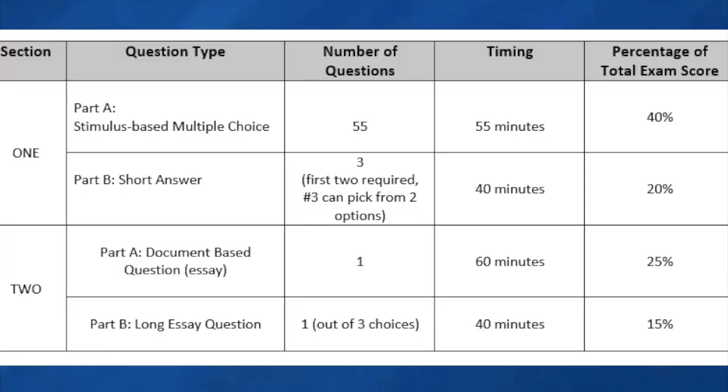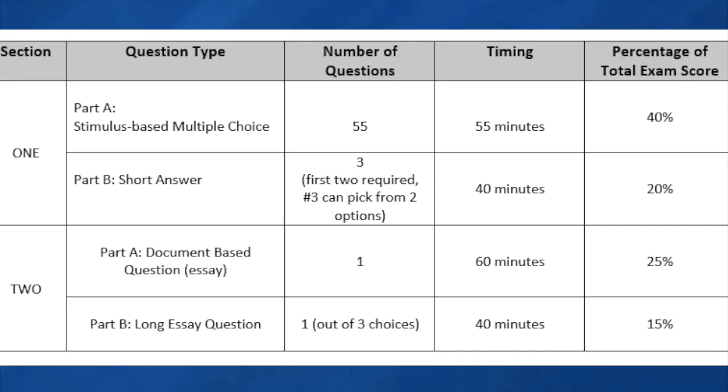First, let's take a look at an overview of the big test. The test is in two parts. The first part, you will have 55 minutes to answer 55 stimulus-based multiple choice questions. Then you will have 40 minutes to answer three-part short answer questions, also known as the SAQ. So that makes up part one, and then part two will be two essays.